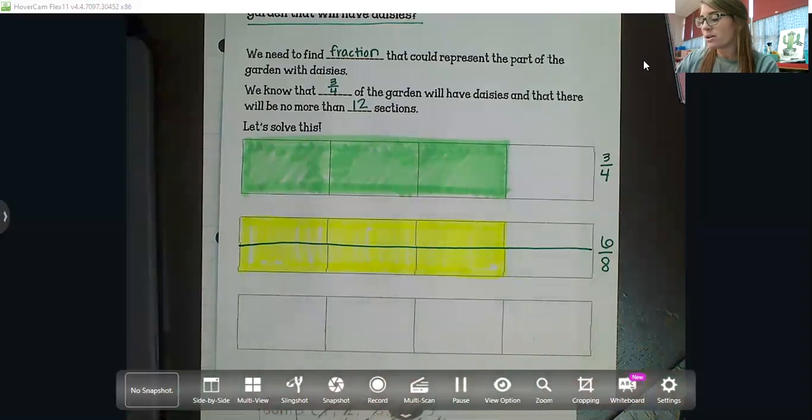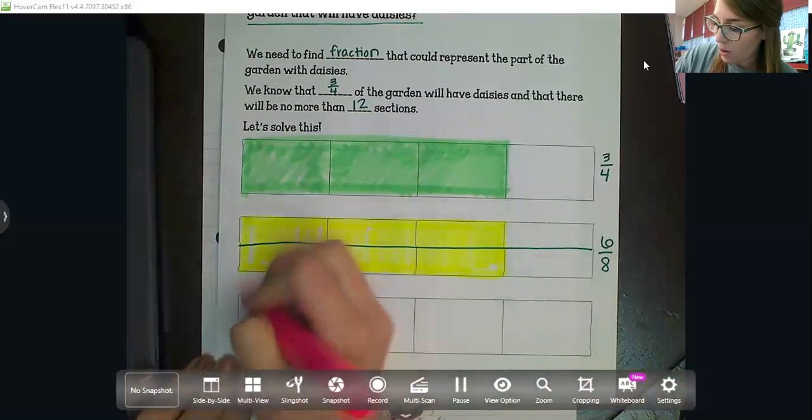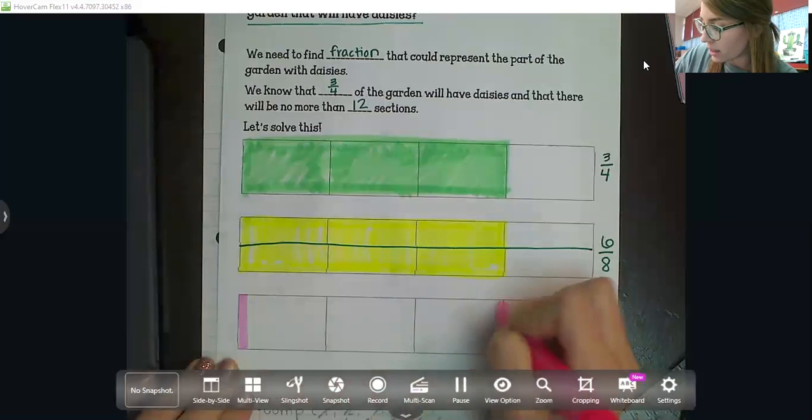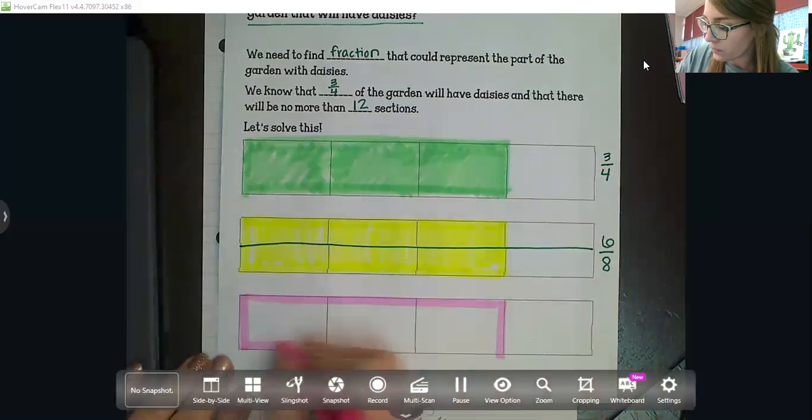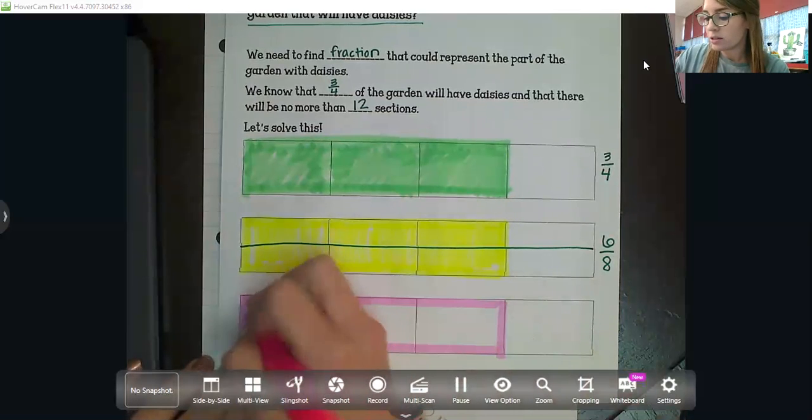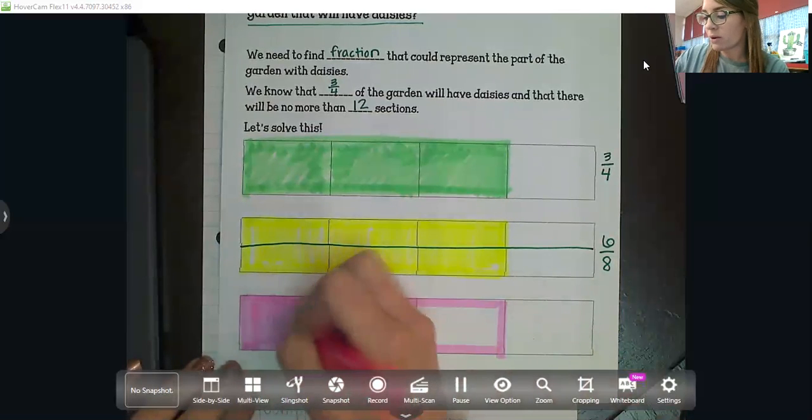Okay, but we want to see if we can go up to 12 sections. All right, so let's go ahead and get our 3 colored in down here again. Okay. So we've got our same 3/4 that we started with.